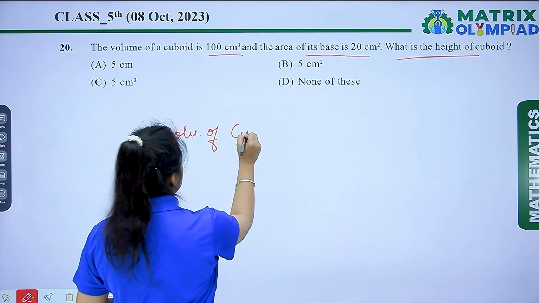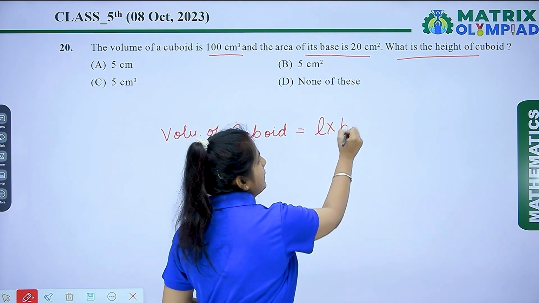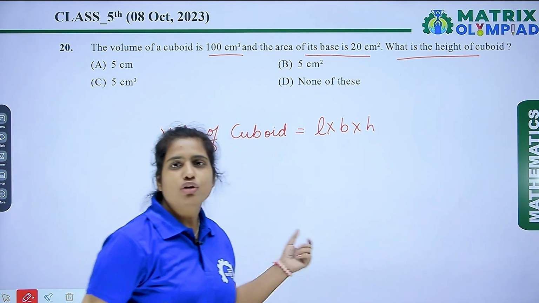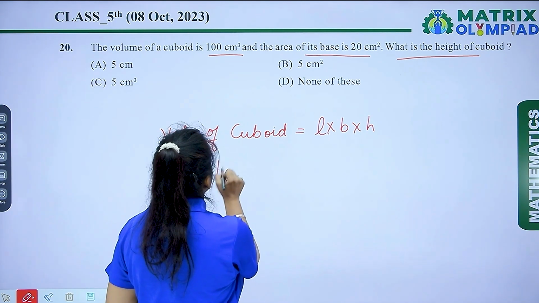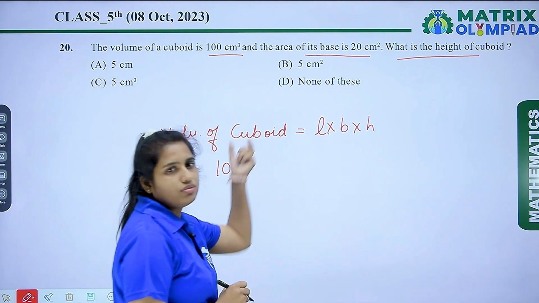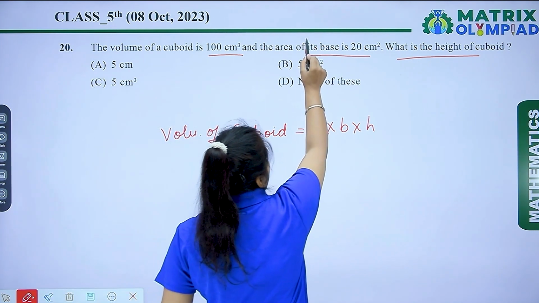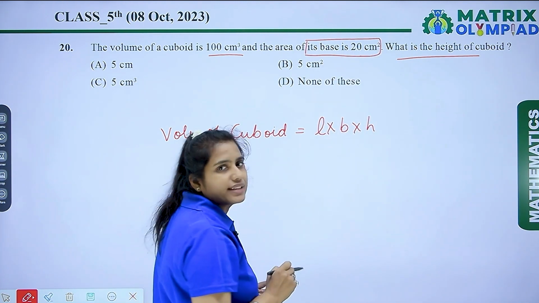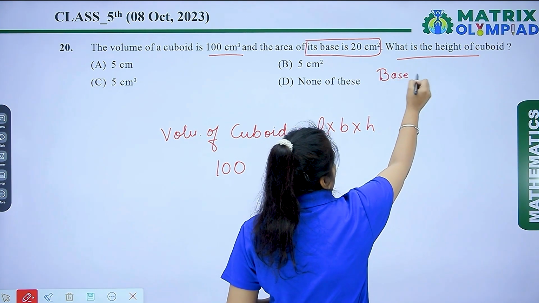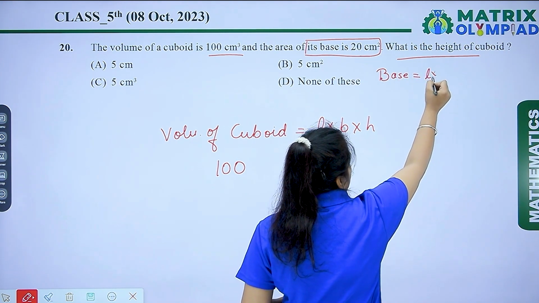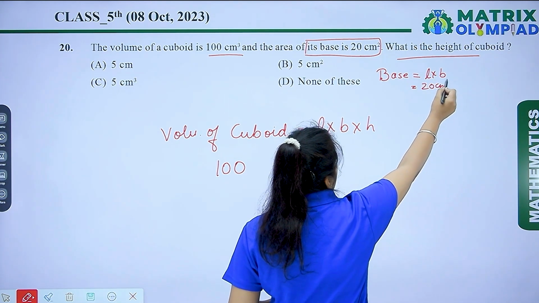So volume of cuboid is equal to L into B into H. This is the formula of the volume. Now, हमारे पास क्या चीज given है? Volume given है, that is 100 centimeter cube. So in place of volume, we will put the value. Now what else is given here? Base. Base क्या होता है? Base is in rectangle form. So base is length into breadth, that is already given, this 20 centimeter square.